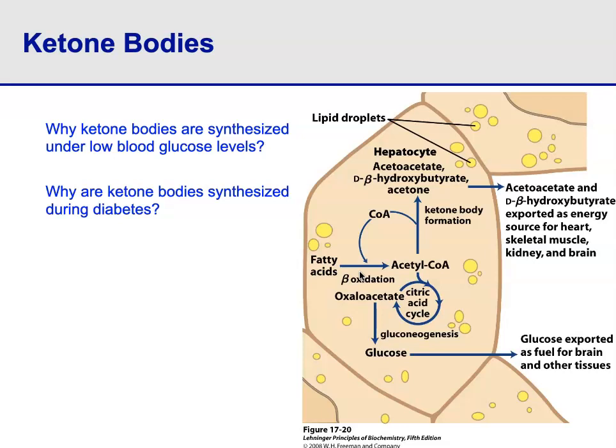So what do we do with that? We have to somehow release CoA to go back to beta oxidation. But then what are we going to do with the acetates? Well, we'll fuse them together and form ketone bodies that don't have CoA. Then the CoA comes back. It gets reinvested in beta oxidation.